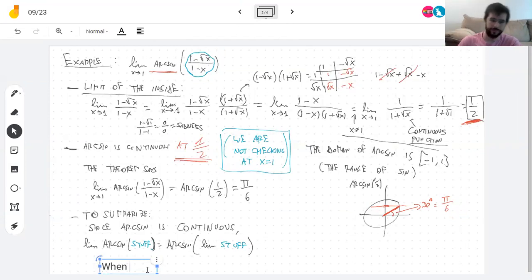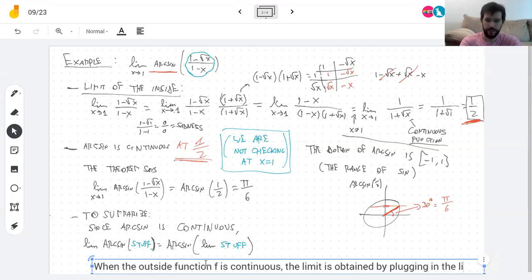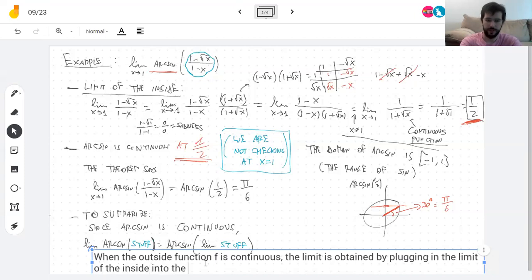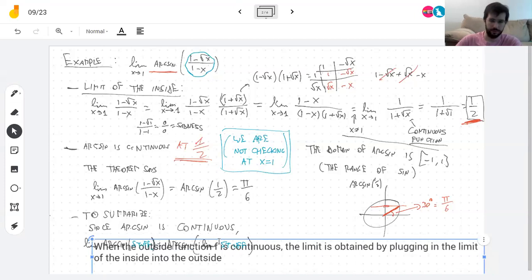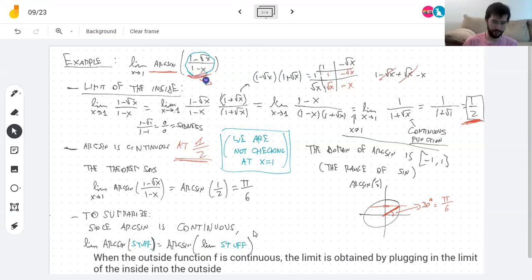So when the outside function f is continuous, the limit is obtained by plugging in the limit of the inside into the outside. So what's happening is you can work from the inside out: you can compute the limit of the inside and then plug it in. So we started with the limit inside, and we said this is approaching 1/2. And now if this is approaching 1/2, maybe I'm gonna write in the next slide.